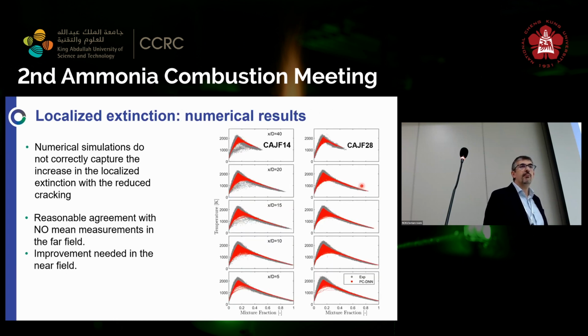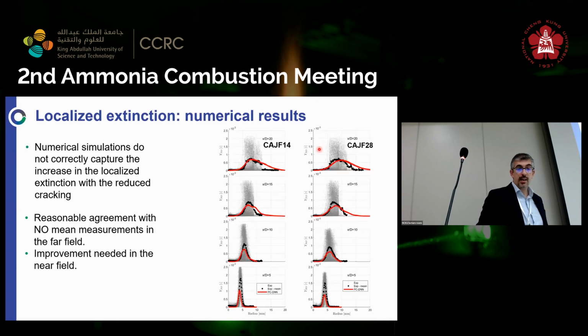Now, in terms of numerical results, unfortunately, the simulation was not able to capture the species really well. I would say the temperature profile was fairly accurate, but when we look at the extinction, it doesn't seem to capture exactly the phenomena. In the simulation, we don't see a big difference between the 14% and 28% case in terms of localized extinction. Another interesting comparison is for NO-LIF measurements. Those were quantitative measurements. Some discrepancy in the near field, but then very good agreement in the mean, at least, as we go downstream in the flame.